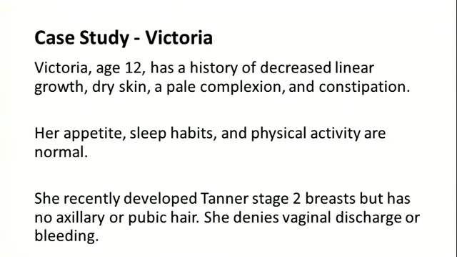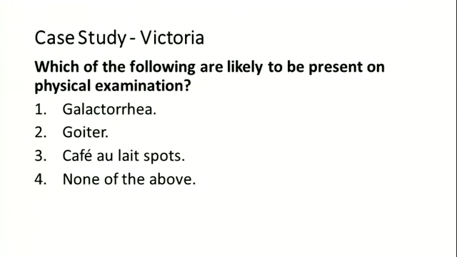So let's start off with a case, because that's what you are going to be seeing in your offices and also on examinations. This is a 12-year-old girl who has a history of decreased linear growth, dry skin, pale complexion, and constipation. Her appetite, sleep habits, and physical activities are otherwise normal. She recently developed tender stage 2 breasts, but no axillary hair or pubic hair, and she denies any vaginal discharge or bleeding. So which of the following is most likely to be present on physical examination?